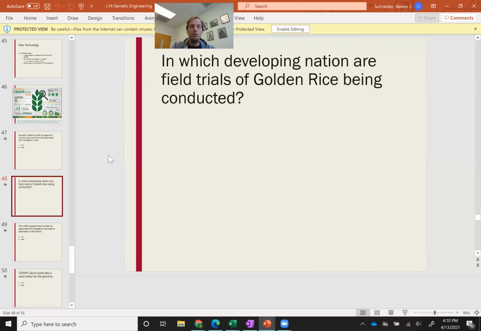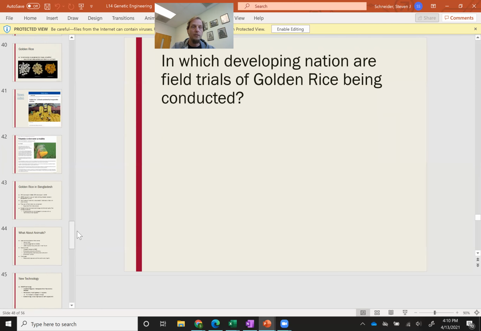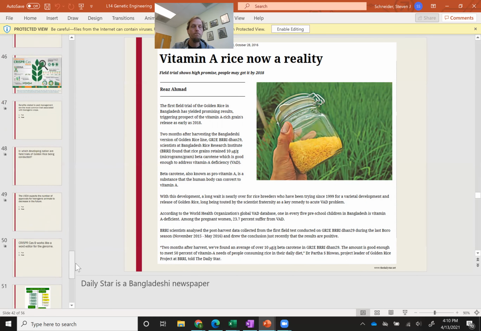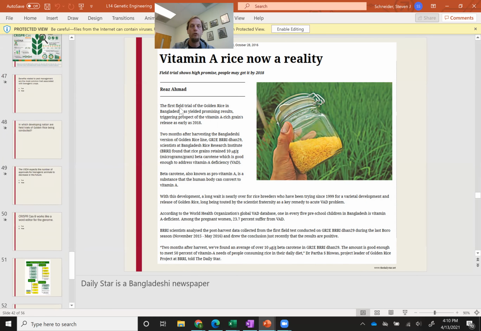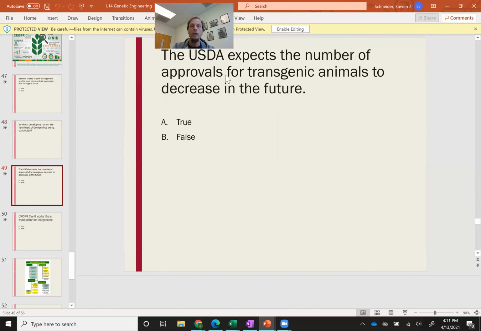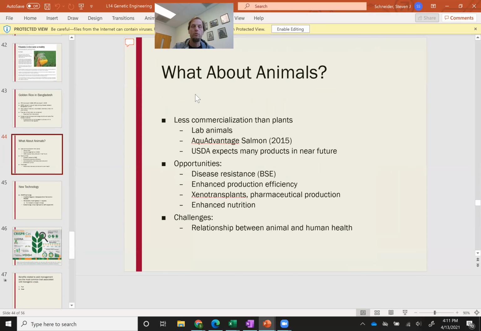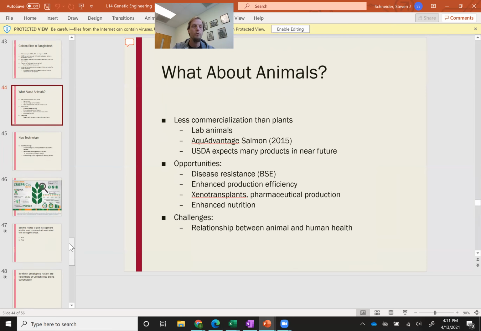In which developing nation? That one's up here as well in the slides. That one's right in here. Slide 42. First line, first field trial of the golden rice in Bangladesh, just south of Nepal, yielded promising results. All right. The USDA expects the number of approvals for transgenic animals to decrease in the future. That is up here also. What about animals? I'm going to pause it. Look for the answer. It's in there. 44.